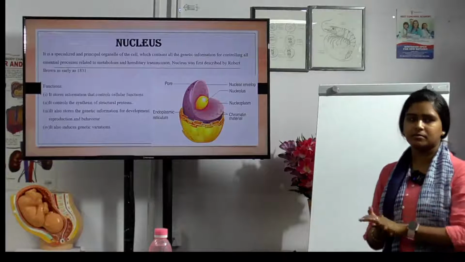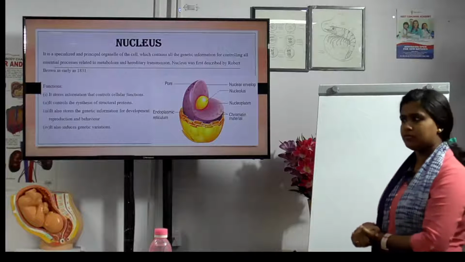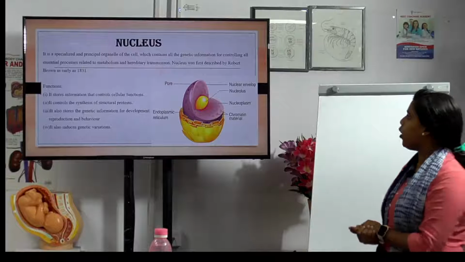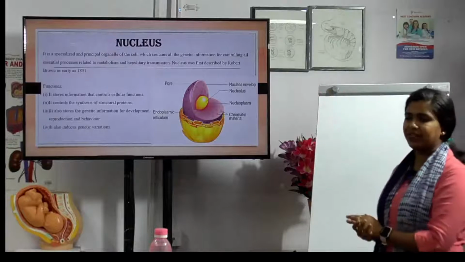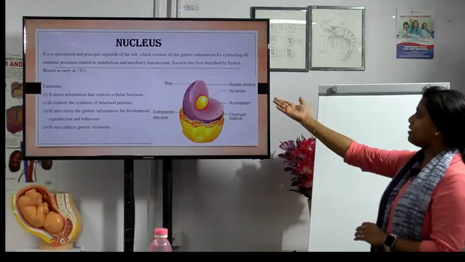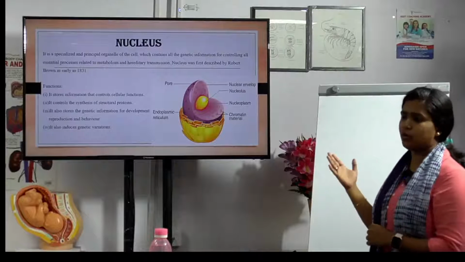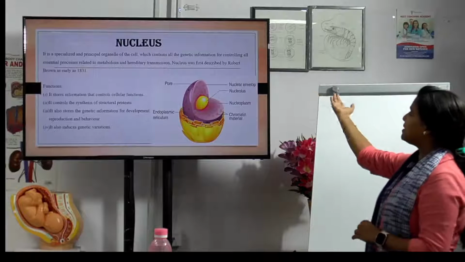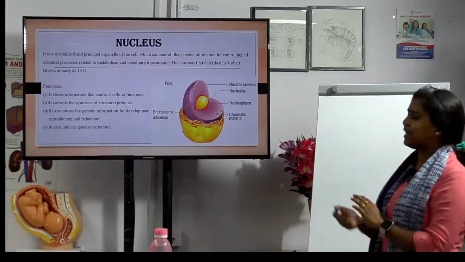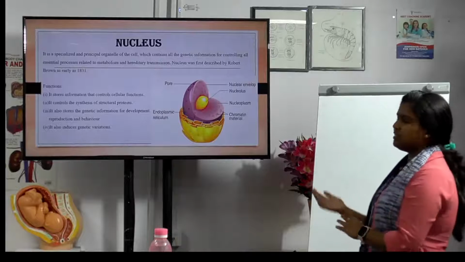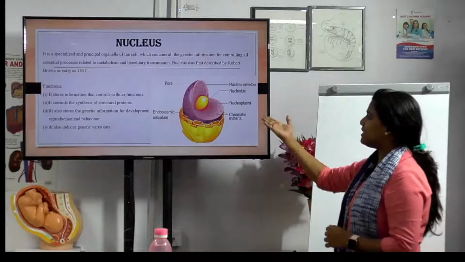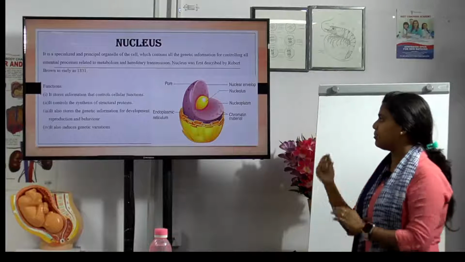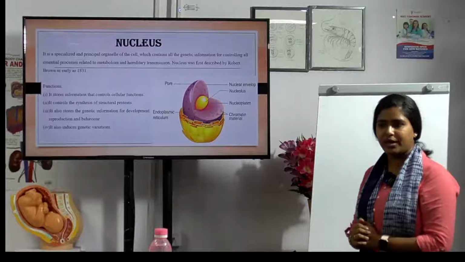Now there is the nucleus. What did we see earlier about the nucleus? Yes, it can be taken as the brain of the cell. It is a specialized and principal organelle of the cell which contains all the genetic information and controls the essential processes related to metabolism and heredity. Everything happens here, I mean this controls everything. And it was discovered by Robert Brown in 1831. Its functions are to control cellular functions, synthesize structural proteins, store the genetic information, and also induce genetic variation.